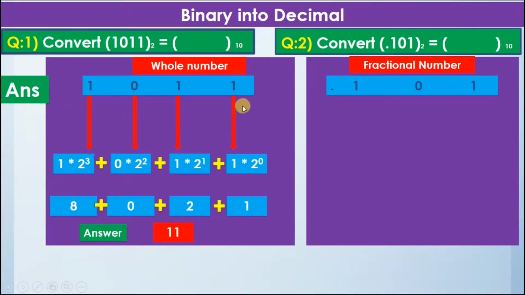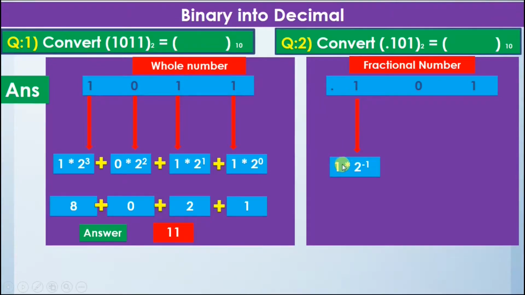Right? That is from right to left side. And in case of a fractional number, we will move away from the decimal point, that is from left to right side. Alright, so remember this point just like we did previously. In the same way, we will move away from the decimal point.